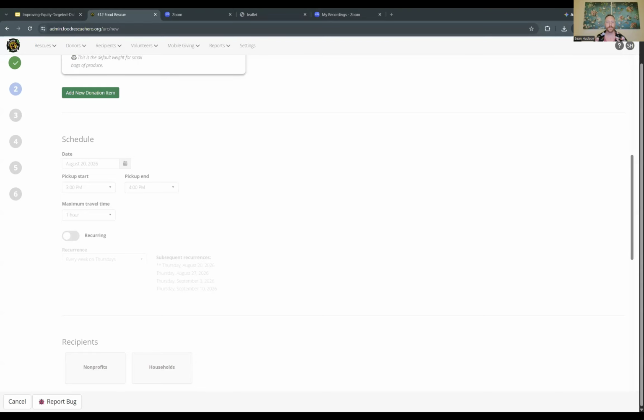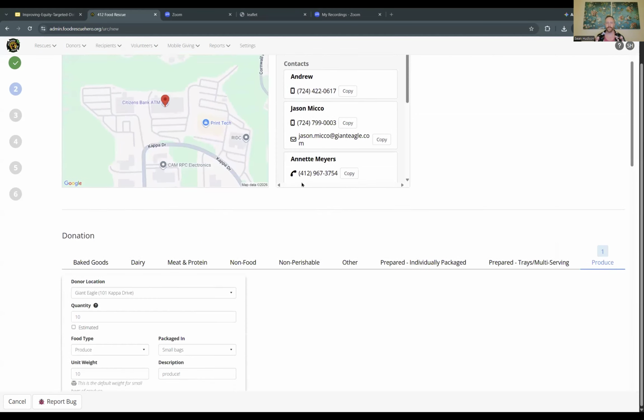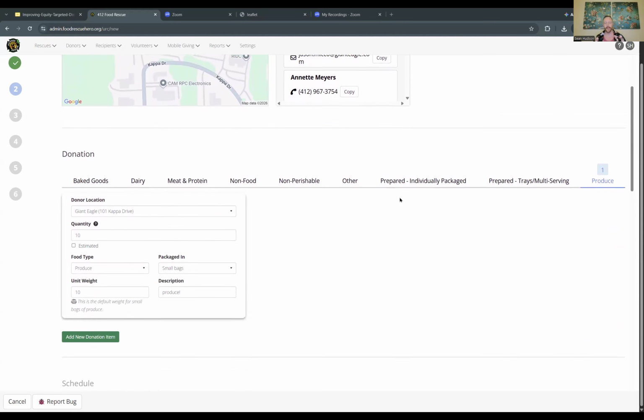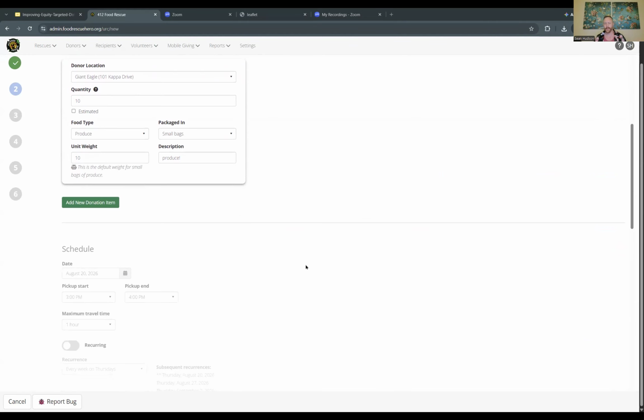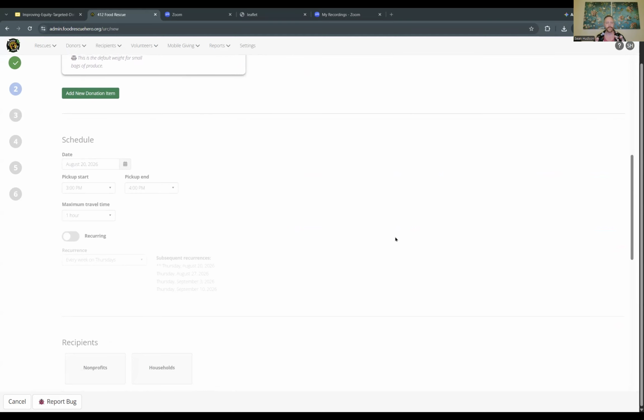Perfect. Okay, I've started making a rescue here. As you can see, I just picked a first location. It is going to be that same Giant Eagle. They are excellent donors. Worked with us for a long time. Threw in some produce here. The actual item doesn't matter a lot for this, but everything goes into the criteria.